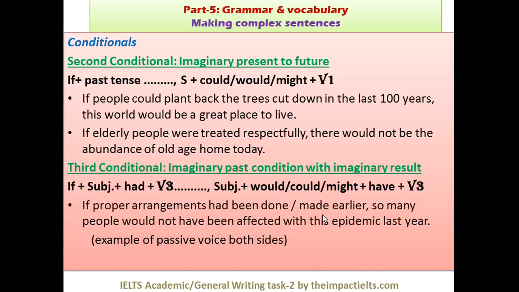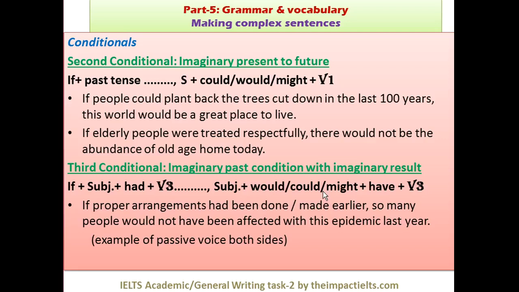If a proper arrangement had been done or had been made earlier, it means it was not done earlier, right? And I'm talking about the past. So many people would not have been affected by this epidemic last year. So last year it was not done, and so last year it did not happen. So both were imaginary, right? And again, just to show you how to use the passive voice, I have used the passive voice here. So this is all about the four types of conditional sentences.